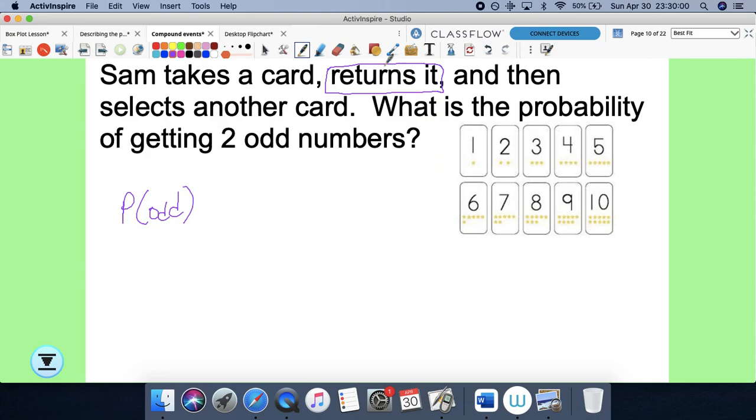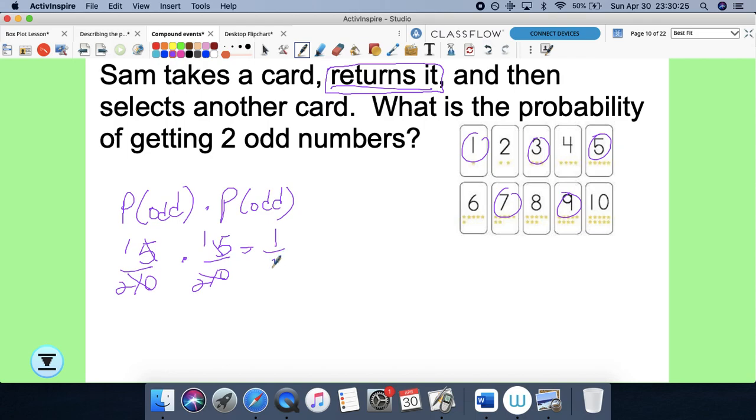And that's what you have to understand about the word returns. He puts it back. And then he wants to get another odd. So what's the probability of odd numbers? 1, 3, 5, 7, 9. So the probability of getting an odd on the first one is 5 out of 10. And then the probability of getting another odd number is 5 out of 10. Well, you can simplify this, right?